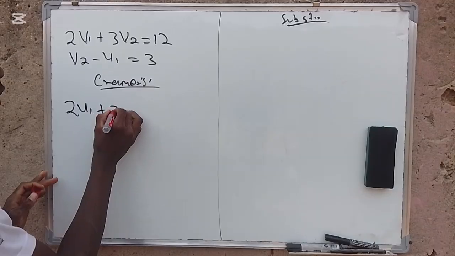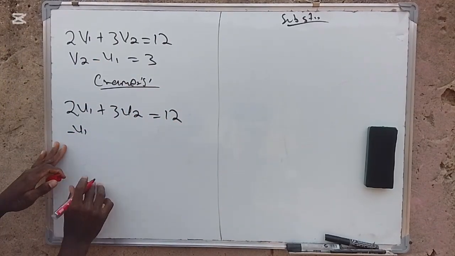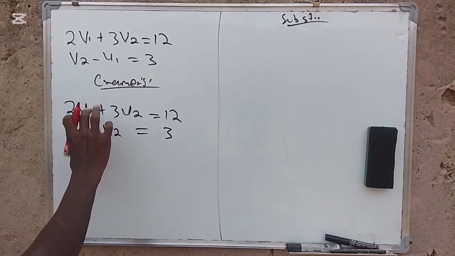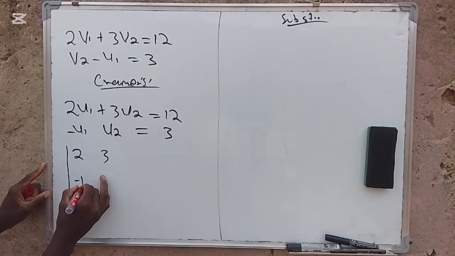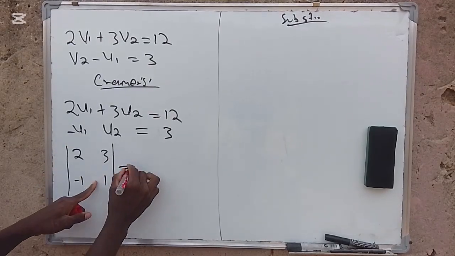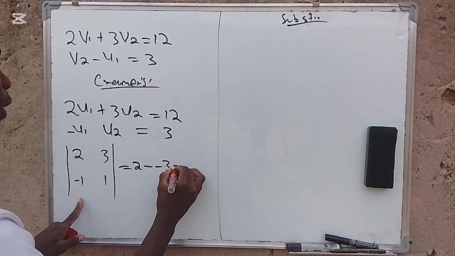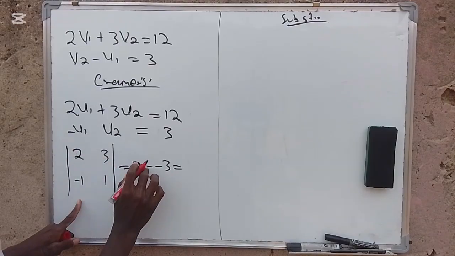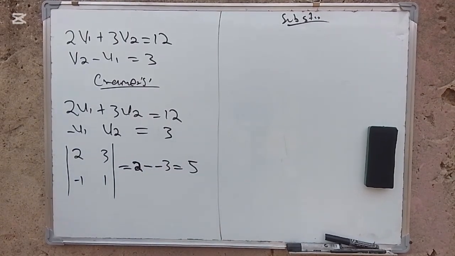We have 2v1 plus 3v2, which is equal to 12, and then minus v1 plus v2 equals 3. We first find the determinant by picking the coefficients, which are 2, 3, minus 1 and 1. So what will be the determinant? 2 times 1, which is 2, minus minus 1 times 3, which is minus 3. So 2 minus minus 3 ends up with 5. So this is the determinant.